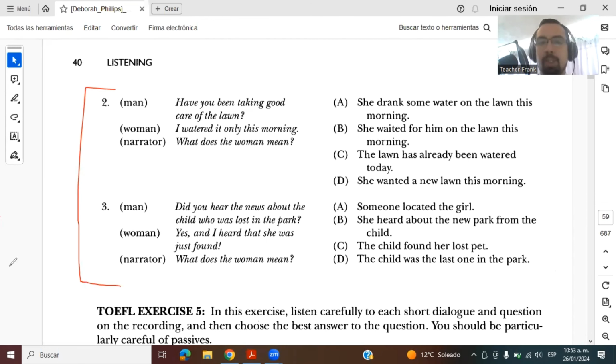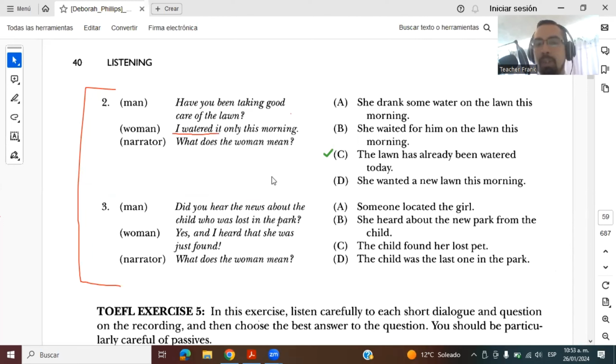Okay, ready? Number 2 says, have you been taking good care of the lawn? I watered it only this morning. What does the woman mean? In this case, the correct option is going to be C. The lawn has already been watered today. Who did it? In this case, the woman, right? I watered it only this morning.